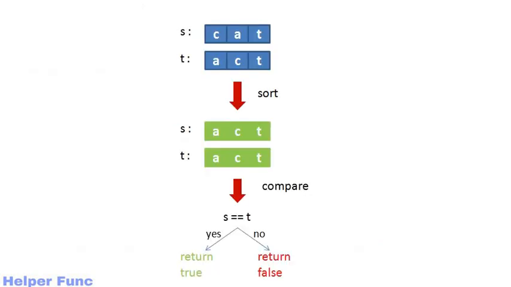Now one approach to solve this problem is to sort both the strings and then compare them. If they are equal, then they are anagrams and we will return true, otherwise we return false. This approach works because if the strings have the same characters, then if we sort both strings, they should be the same. But the time complexity of this approach is order of n log n because we are sorting the strings and it requires n log n time. We have another approach which can solve this problem in linear time complexity.